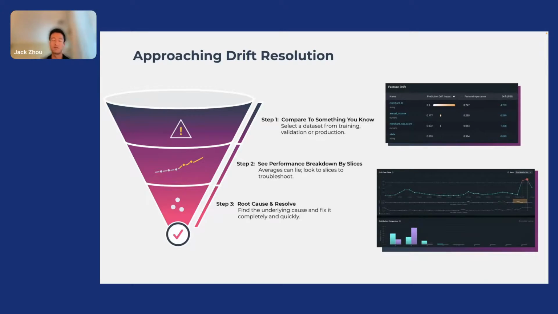First, drift is fundamentally a comparison between 2 data sets. The baseline data set is something that the user can pick that is a stable data set. So again, training, validation, or a period of time in the past when the production data was stable. We can break down the performance into slices. Here you can see on the top right, you can break it down into both the feature importance of features as well as the impact that each feature could have on prediction drift. And last, you want to root cause it.